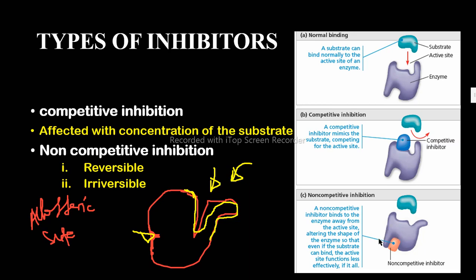So you can have a look. It binds somewhere on the enzyme. It doesn't care about the active site, whether the shape is the same, it doesn't even care. It will bind on the allosteric site somewhere on the enzyme, and the binding of that non-competitive inhibitor on the allosteric site alters the shape of the enzyme.